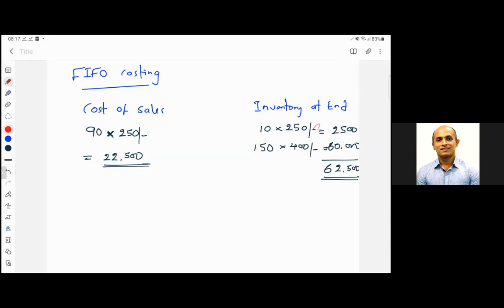Now you see the ending inventory. A major part of ending inventory is valued at current price. But cost of sales is valued at old price. Here old price in the sense of last year price.